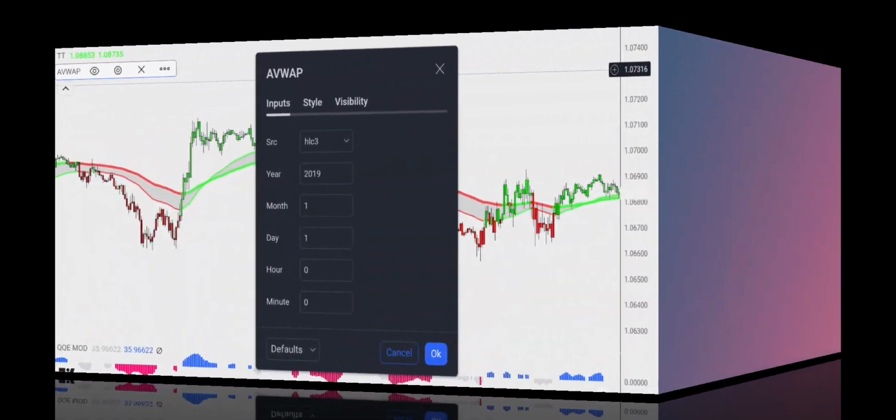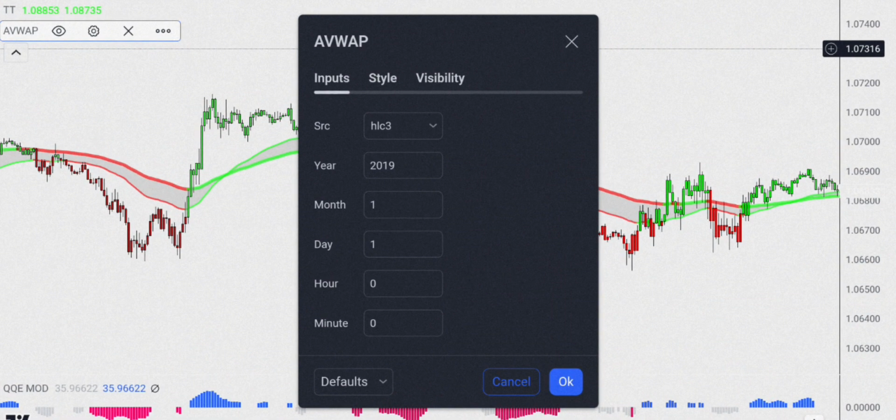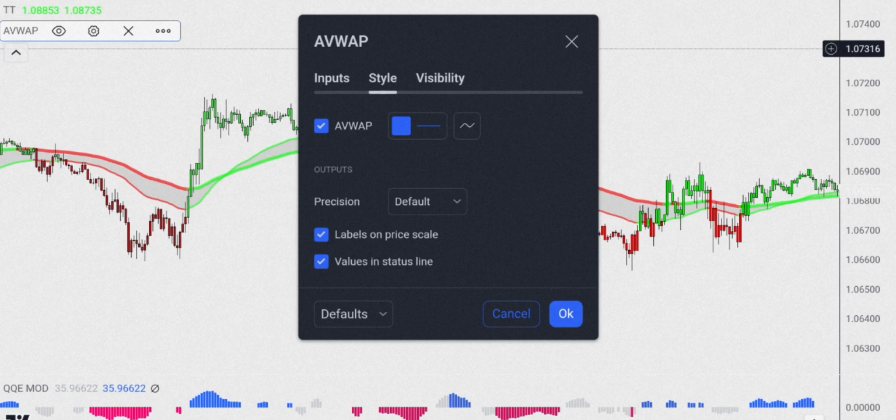To start our first strategy, let's add our indicators and carefully optimize their settings.